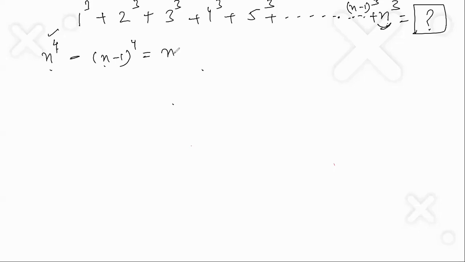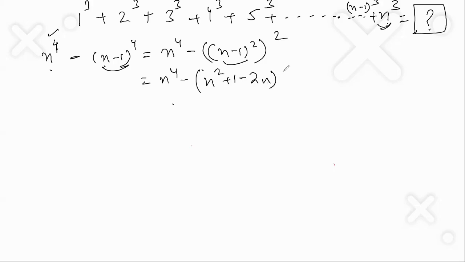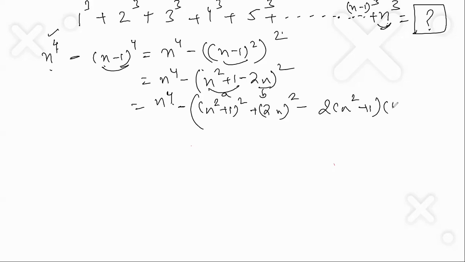So n raised to the power 4 is n raised to the power 4. Now we have to solve this one. We will just split 4 into 2 into 2, like this. Now we have a whole square formula inside the bracket, so let's open that. It will be a square plus b square minus 2ab, whole square. Again I have to apply the whole square formula. Let's take this one as a and this one as b. So a square plus b square minus 2 into a into b, because this is the formula for (a minus b) whole square. That's why I have taken minus here, right?